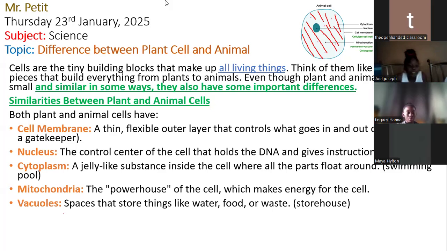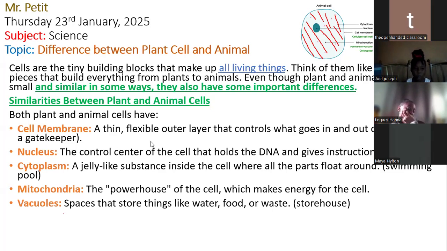Swimming pool. Mitochondria. The powerhouse of the cell which makes energy for the cell. Vacuoles. Spaces that store things like water, food, or waste. Storehouse. Very good. All right. So these are the things that they have in common.